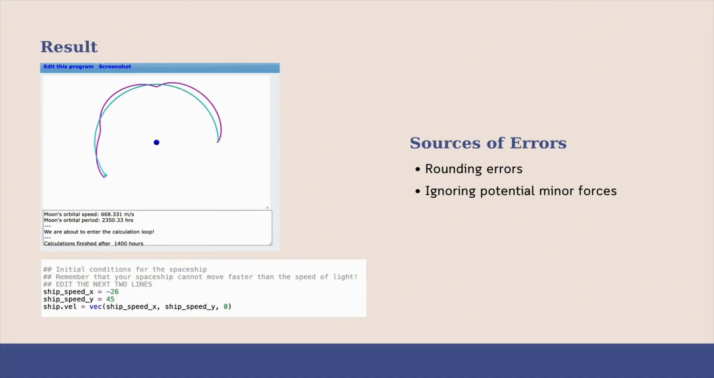The potential sources of error throughout this lab include rounding errors, because as the code updates positions over thousands of simulated hours, there could be tiny rounding math errors that build up and cause the path to slightly drift. Another error comes from ignoring minor forces. In our code, we simplify the system by only calculating gravity between major objects, so we are also ignoring potential smaller forces that can affect the simulation.